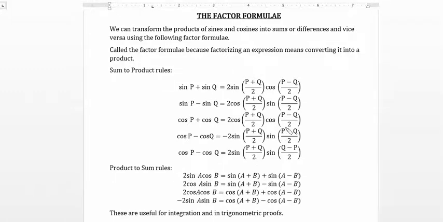So you need to pause the video and write this formula somewhere. You need to memorize them and apply them. These are very important in integration and trigonometric proofs, but now we are going to use them only in trigonometric proof in this video. Maybe later when we are doing integration, we shall also use them. Alright, so let us go to some examples.